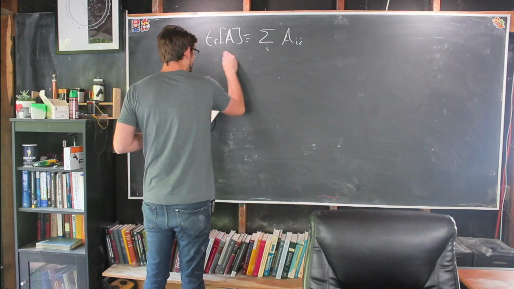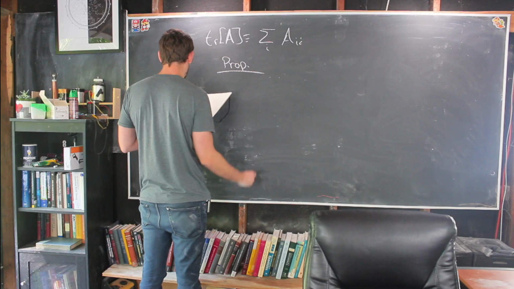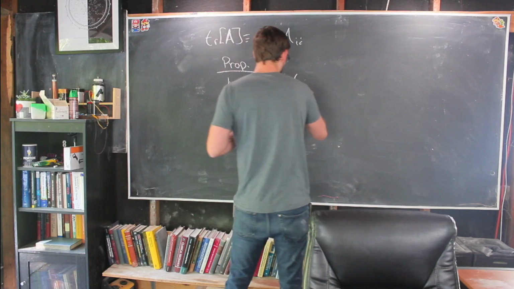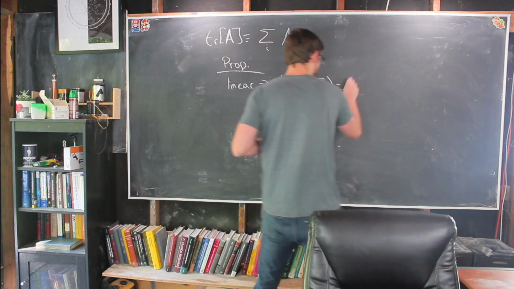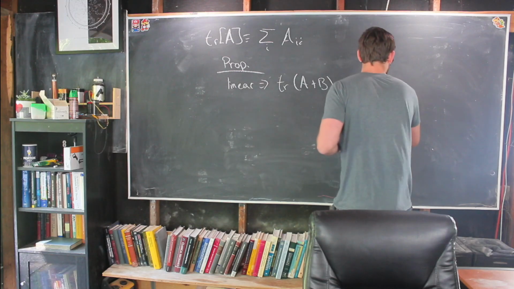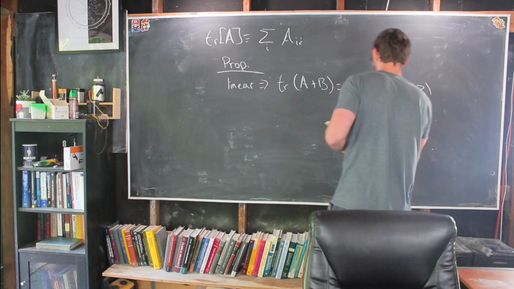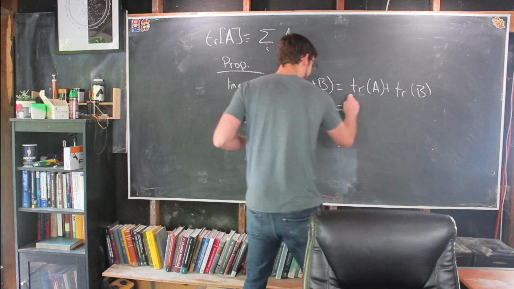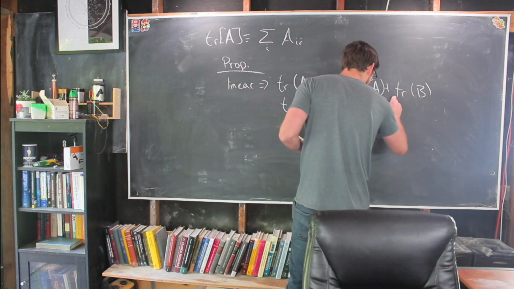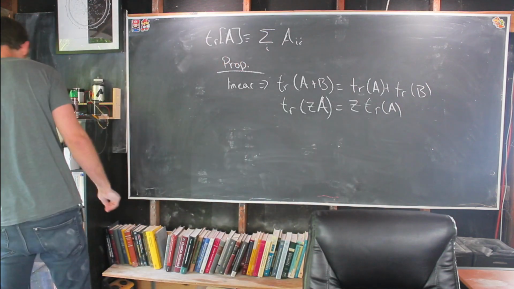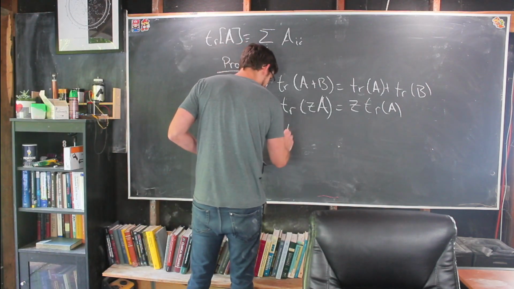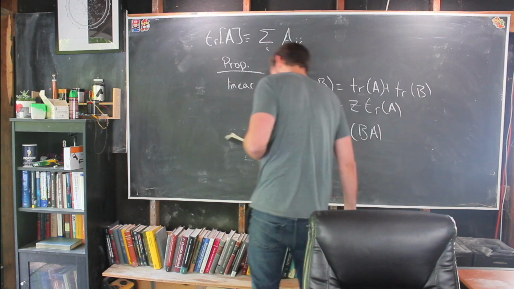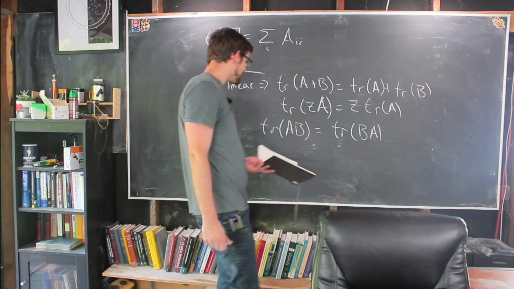There are a lot of properties of traces that are very helpful. One is that they're linear. So the following two are true. Trace of A plus B is equal to the trace of A plus the trace of B. Another thing about the linearity is that the trace of some arbitrary constant times A is equal to the arbitrary constant times the trace of A. That's very helpful as well. Also, it's cyclic. So unlike the tensor product, the trace of AB is equal to the trace of BA. The trace is cyclic.